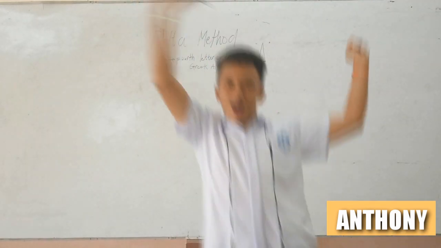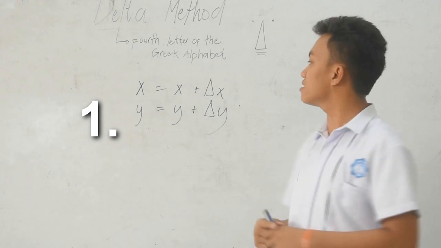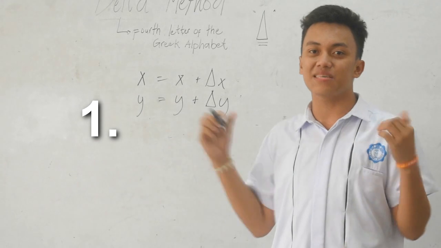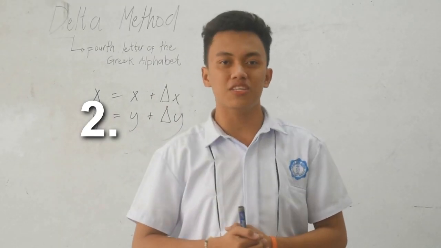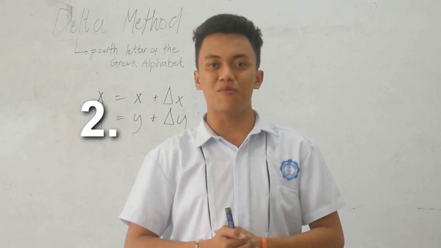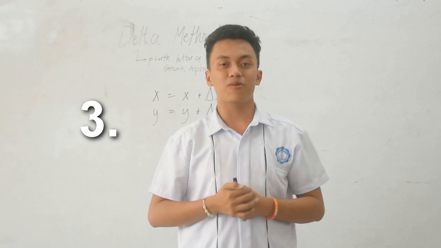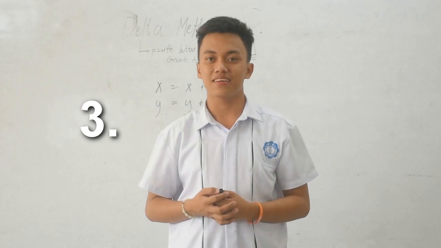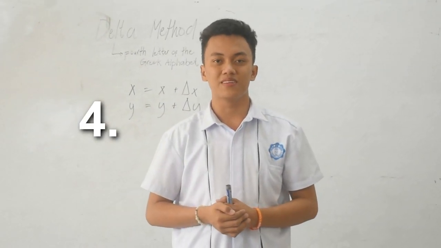Now, here are the steps. Step 1. In the given equation, replace x with x plus delta x and y to y plus delta y, and then simplify. Step 2. Find the delta y by subtracting the given equation from the obtained equation in step 1, and then simplify. Step 3. Divide both sides of the equation obtained in step 2 by delta x, and then simplify. Step 4. Find the limit as delta x approaches 0.